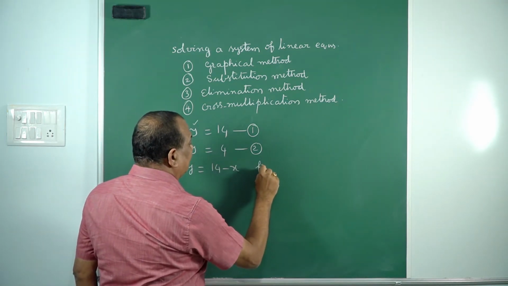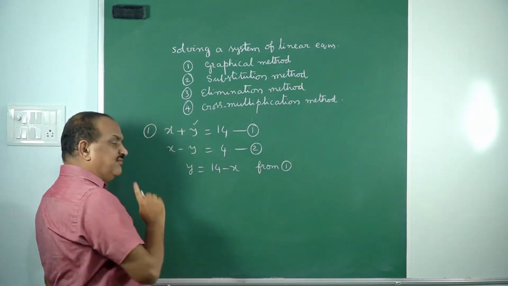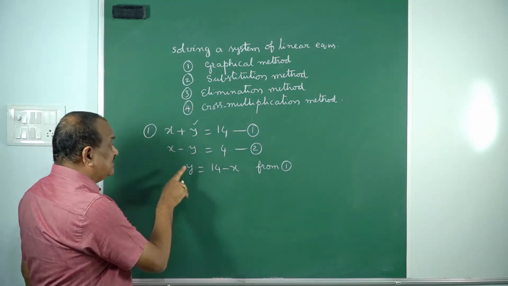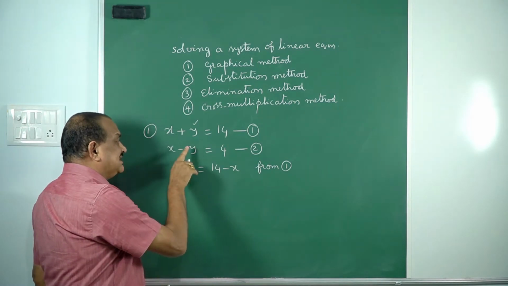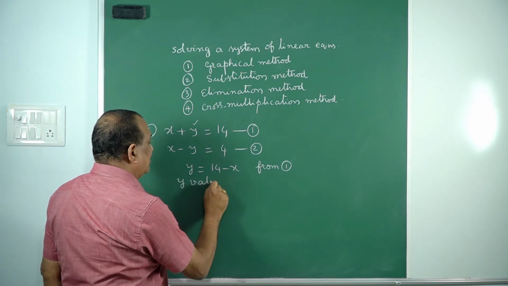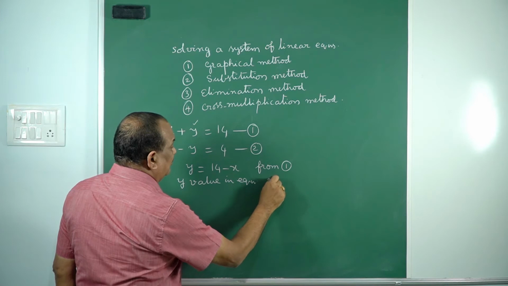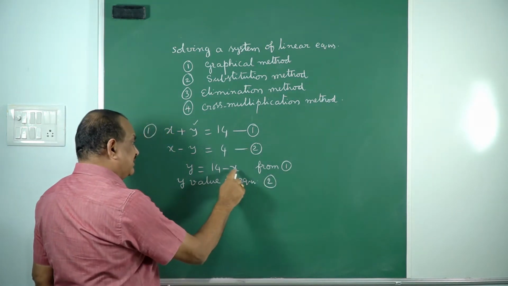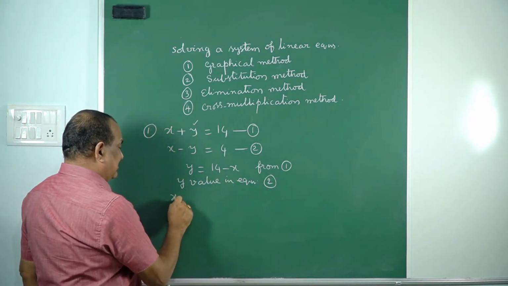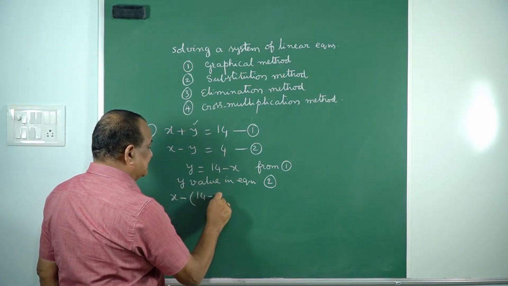We got it from the first equation. From the first equation, we got the value of y, and this value of y we substitute in the second equation. So now the y value in equation 2: wherever you have y, you substitute this 14 minus x. x minus, in place of y, I am writing 14 minus x.